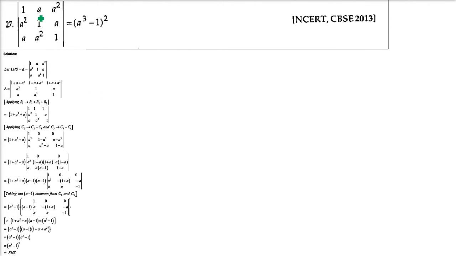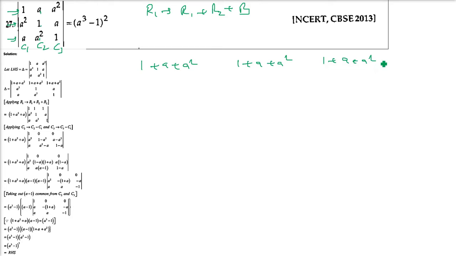Next one is, so if we add the column or the row, we get 1 plus a square. So row 1 will be row 1 plus row 2 plus row 3. Now add all of these, 1 plus a square, a plus 1 plus a square, and a square plus a plus 1. So we are adding the rows, that is 1 plus a square, here also 1 plus a square, here also 1 plus a square, a plus a square, right? Now rest remains the same, a square 1, a square 1. Okay.